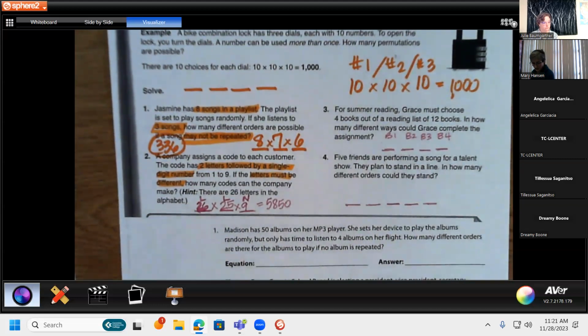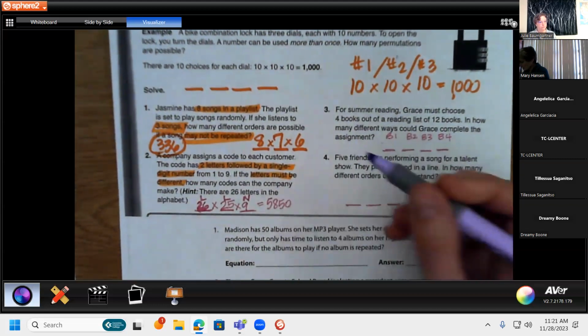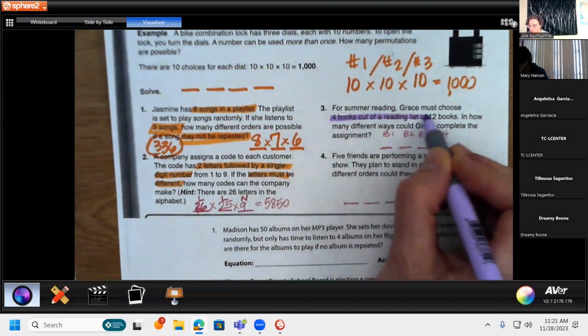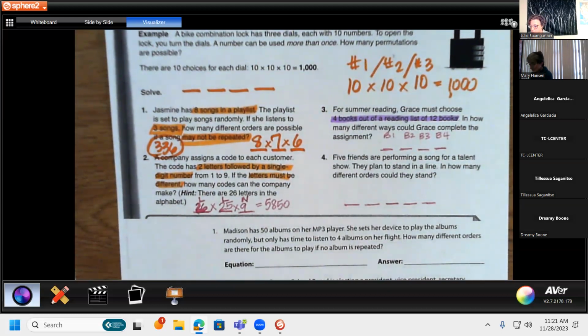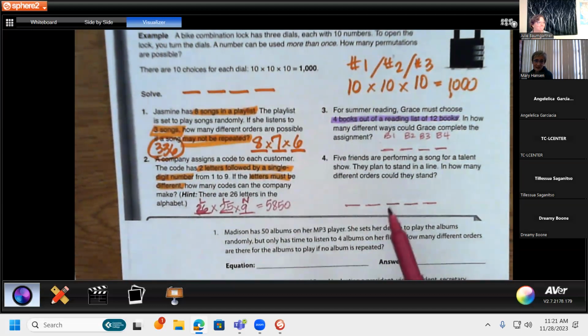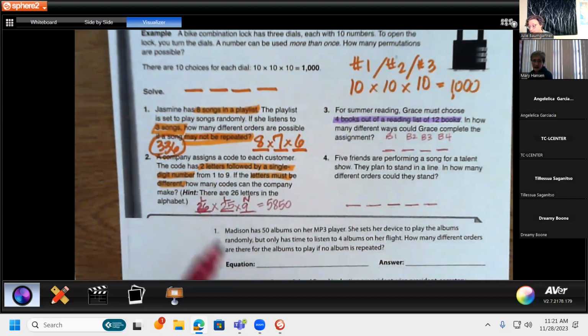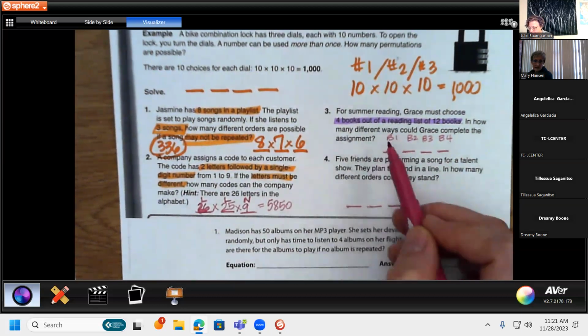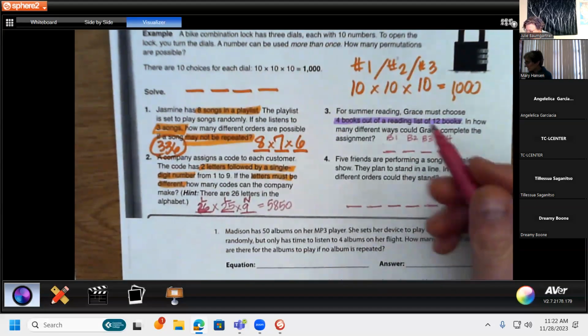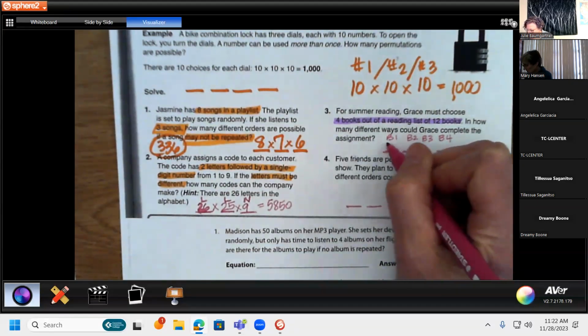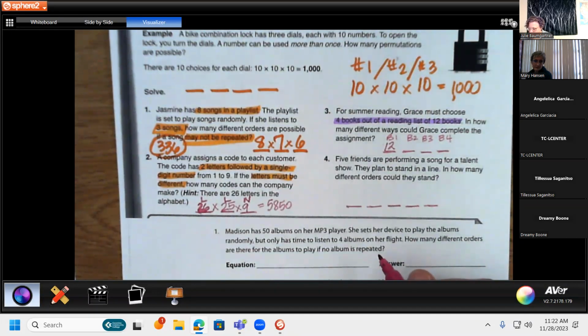For number 3, she's got to choose 4 books out of 12. And obviously she's not going to read the same book twice, or the English teacher would get probably people who just read the same book 4 times. So they've got to be different. And how many different ways can she complete the assignment to read 4 books out of 12? And so I made 4 lines that stand for book 1, book 2, book 3, and book 4. Okay. She's going to choose her first book, and there are 12 books to choose from.